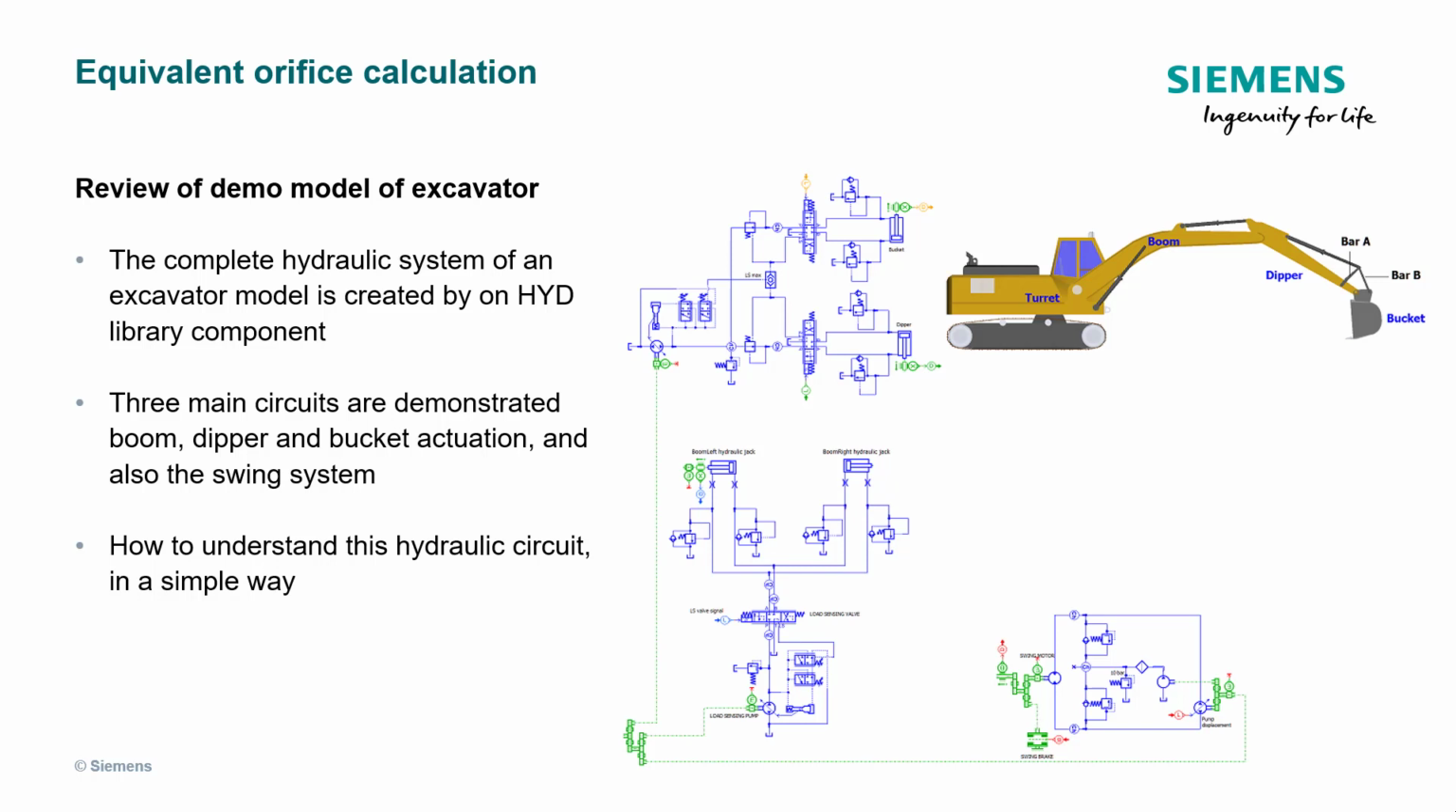Let's review the demo model of the excavator. It is created with components from the HYD library. There are three main hydraulic circuits, including boom actuation, dipper and bucket actuation, and the swing system. How to understand this hydraulic circuit in a simple way?